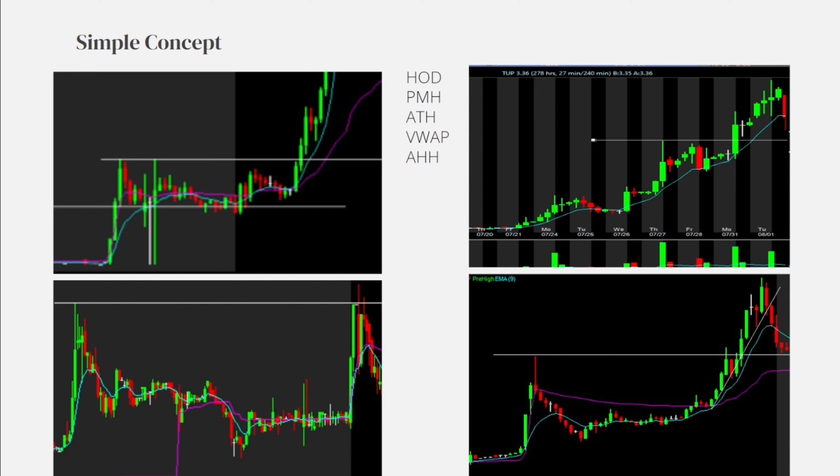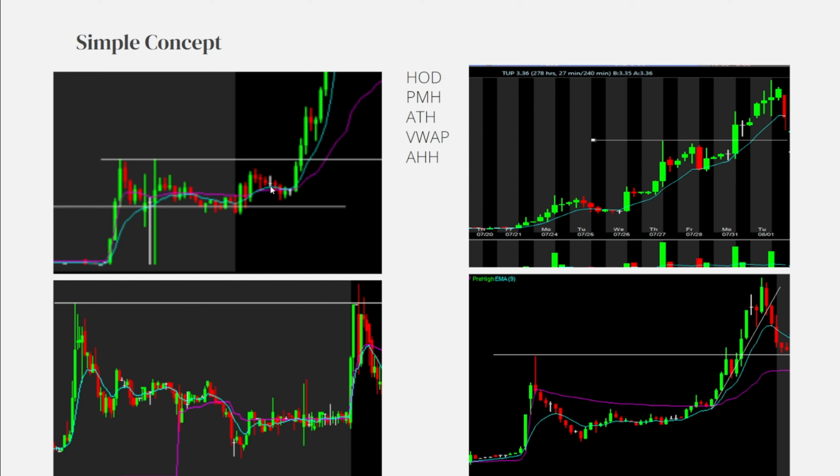All that means is you map out the highest point of the day, and that is the high of day break. It's very simple, very basic. Okay, now moving on. Pre-market high. The break of the pre-market high is this one. I trade this a lot. So I map out the pre-market high level, and then once it breaks it at open, I trade it.